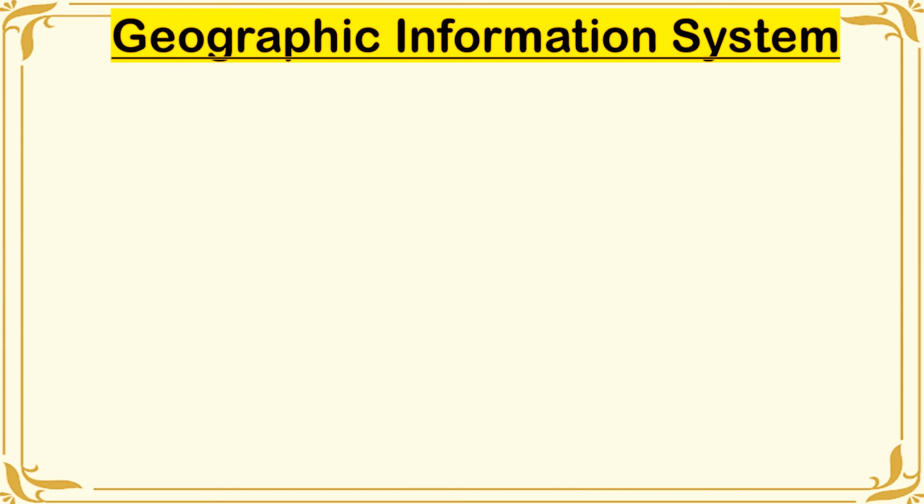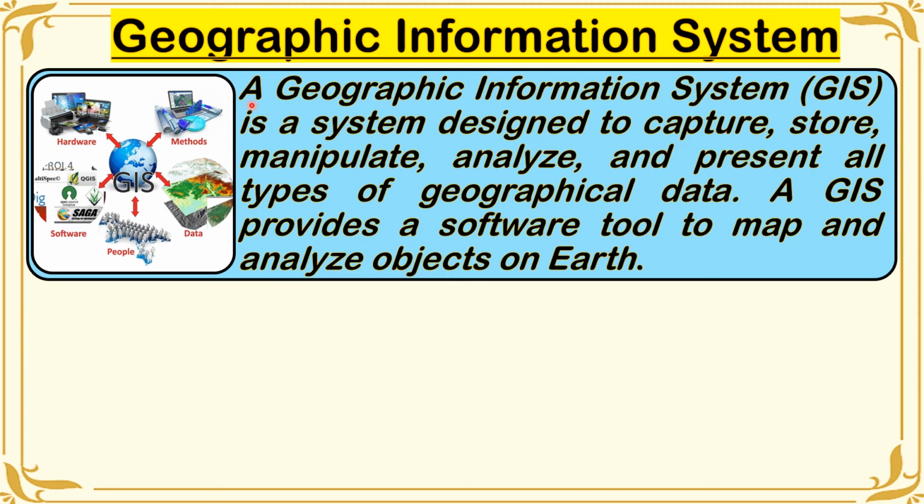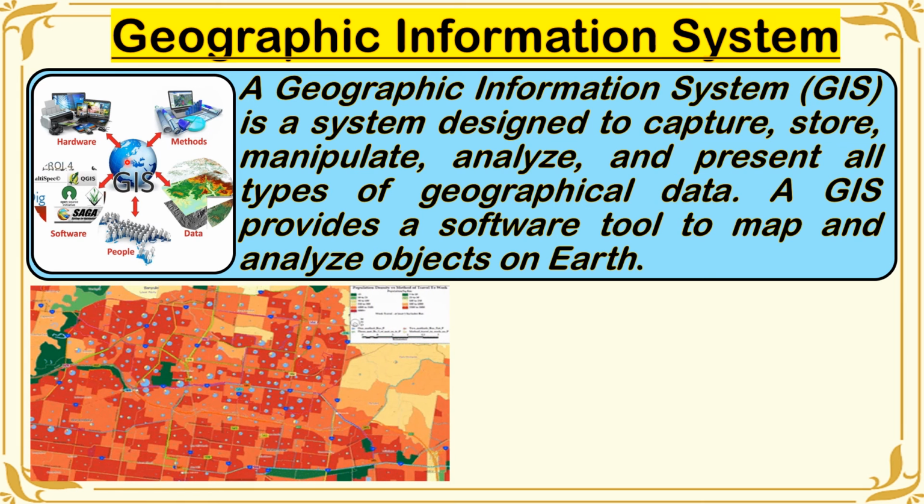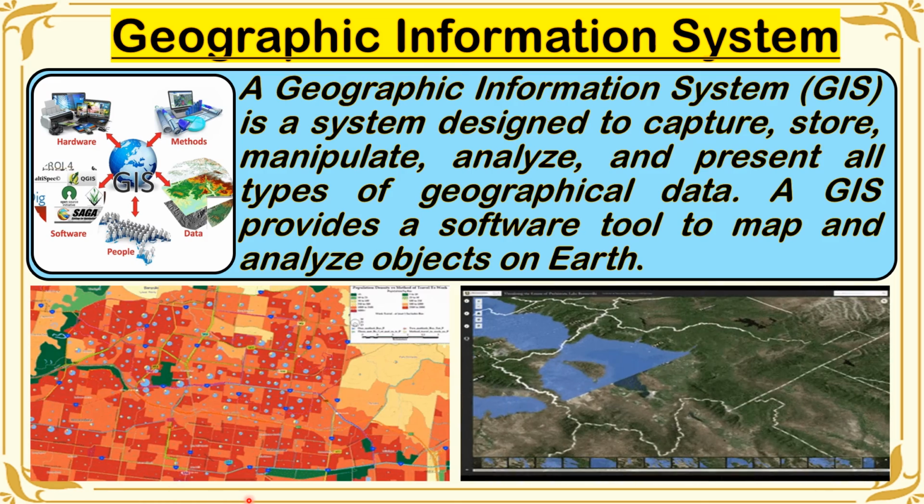Now, class, let us discuss Geographic Information System or GIS. A Geographic Information System, or GIS, is a system designed to capture, store, manipulate, analyze, and present all types of geographical data. A GIS provides a software tool to map and analyze objects on Earth. So, this is GIS. It transmits methods, data, people, software, and hardware. So this is how a GIS looks like when it is being navigated.